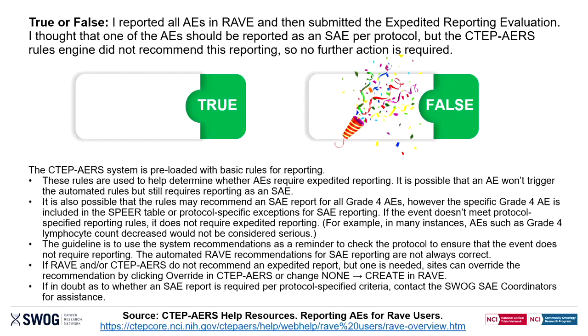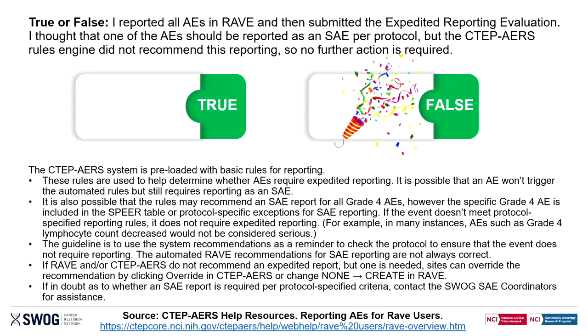The CTEP error system is preloaded with basic rules for reporting. The rules are used to help determine whether AEs require expedited reporting, and it's possible that an AE won't trigger the automated rule, but still requires reporting as an SAE. It's also possible that the rules may recommend an SAE report for all grade 4 AEs. However, the specific grade 4 AE is included in the SPEAR table or protocol-specific exceptions for SAE reporting. If the event doesn't meet protocol-specific reporting rules, it does not require expedited reporting.